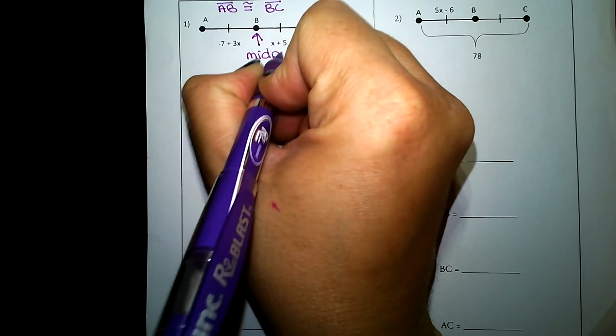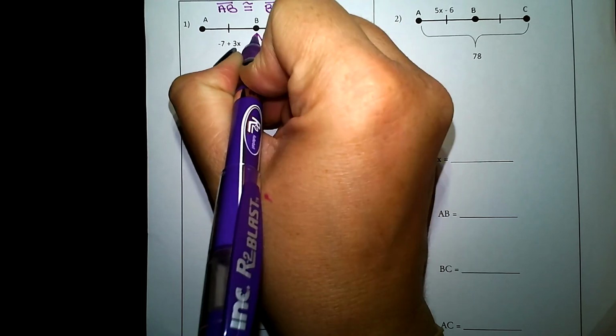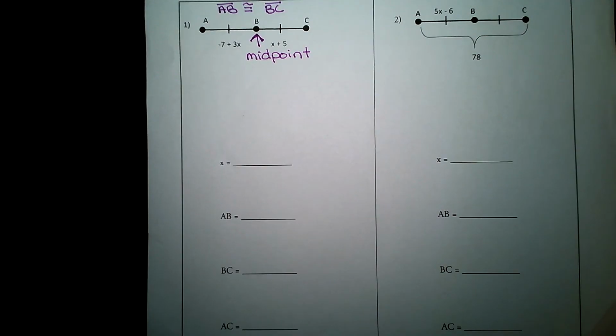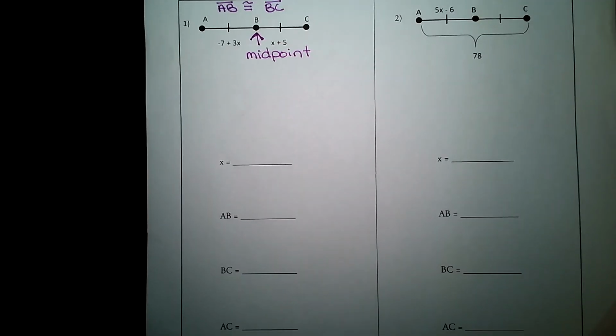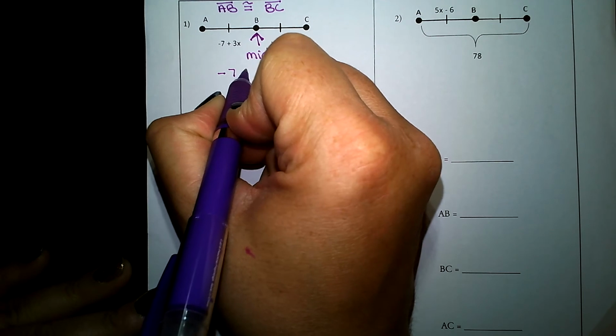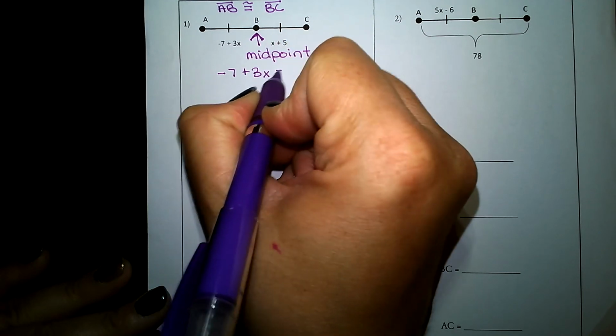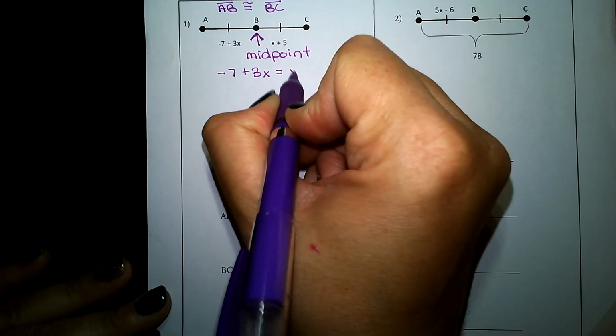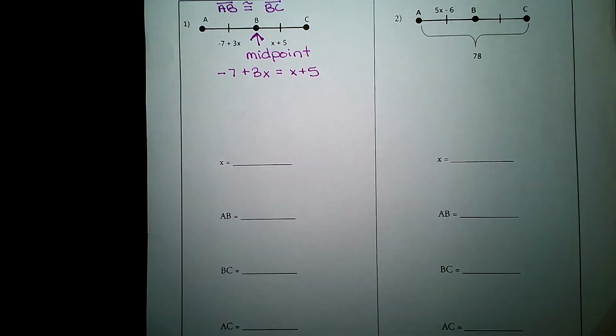It's important to start to recognize vocabulary. Point B is the midpoint of this segment. If we have a midpoint, then we have congruent parts. We have two equal values. So my algebra is going to set up to say that the part on the left, negative 7 plus 3x, is equal to the part on the right, x plus 5. These two values are equal to each other. Take a moment and solve for x.